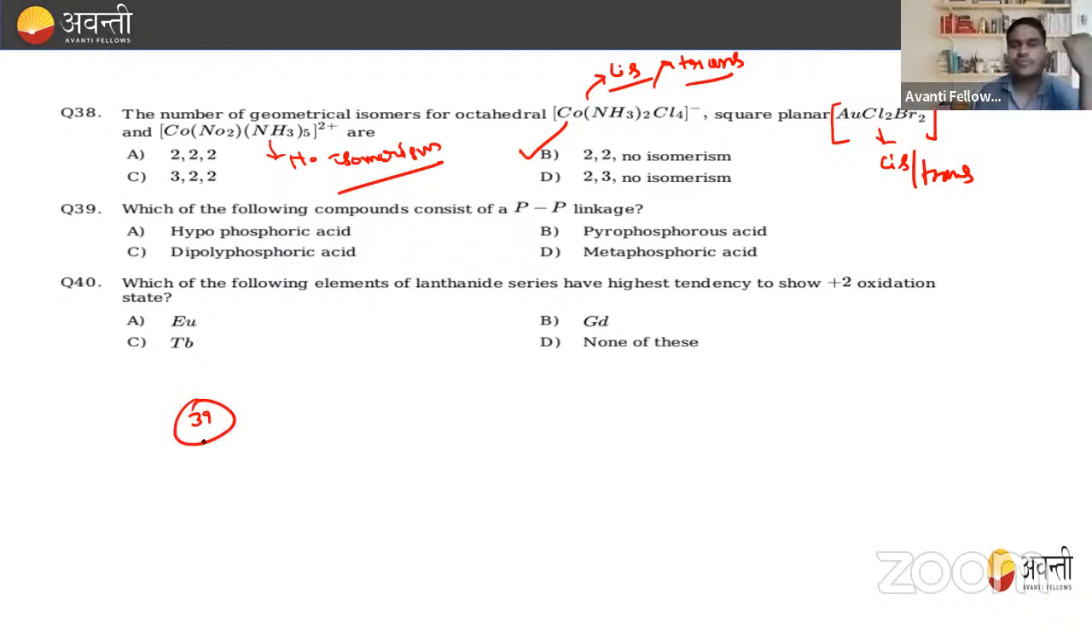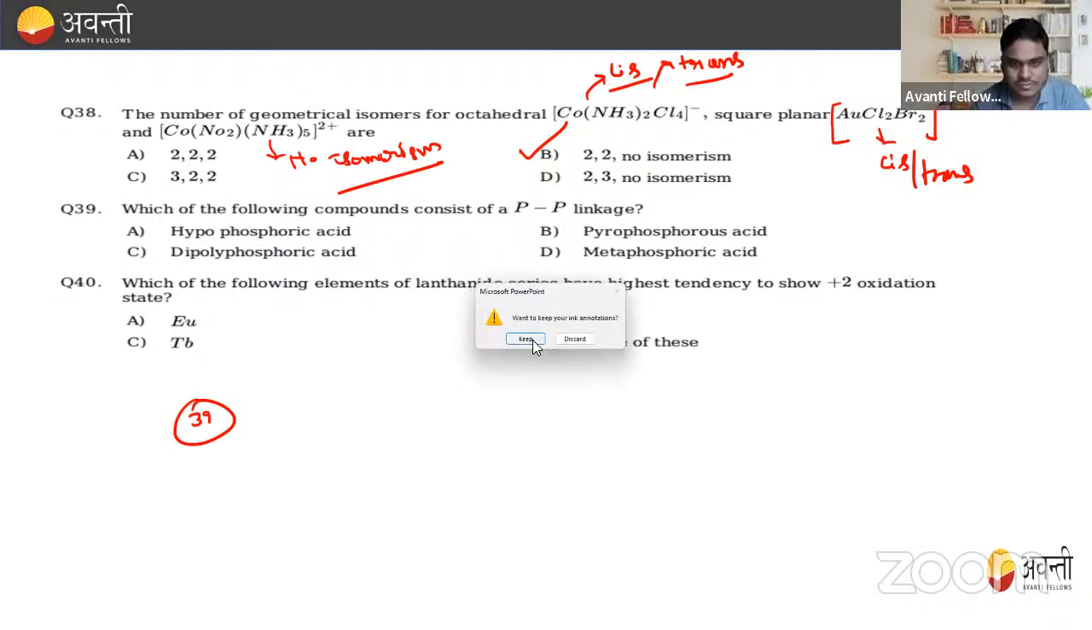If I'm talking about which of the following compounds consists of a PP linkage, the first one is hypophosphoric acid, next is pyrophosphoric acid, next is polyphosphoric acid, and the fourth one is metaphosphoric acid. Okay, so you have to identify which compound consists of a PP linkage. Let's see the structure of hypophosphoric acid, right?